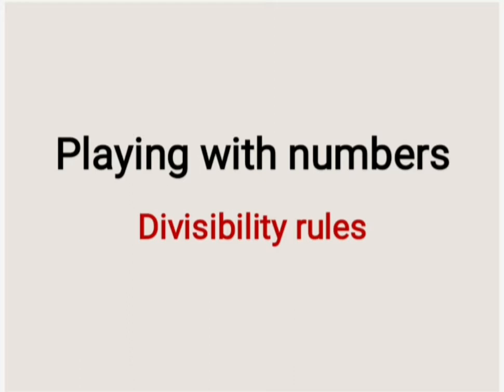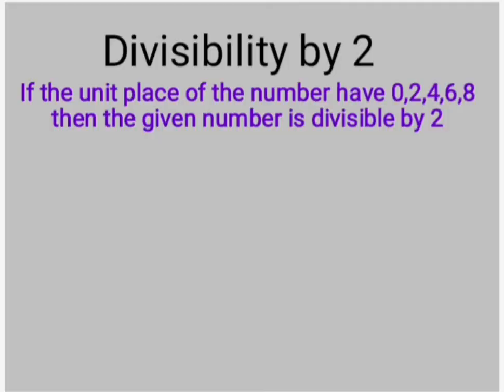So let's move on to the first divisibility rule, that is divisibility by 2. There is a condition to decide whether the number is divisible by 2 or not. That condition is if the unit place of the number has 0, 2, 4, 6 or 8 in any number. It may be a 2-digit number, a 3-digit number, or a 10-digit number. If you have 0, 2, 4, 6 or 8 in the unit place of the number, then you consider that number is divisible by 2.